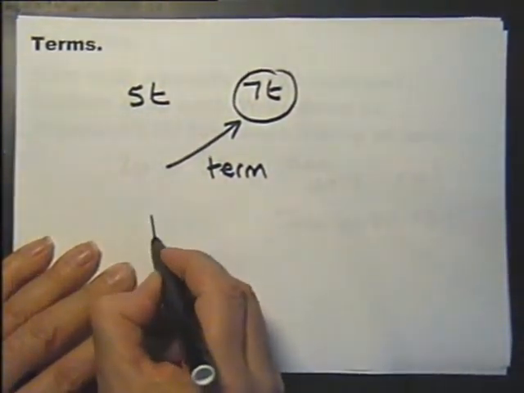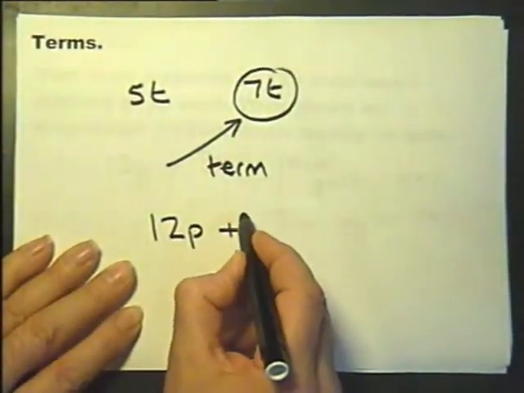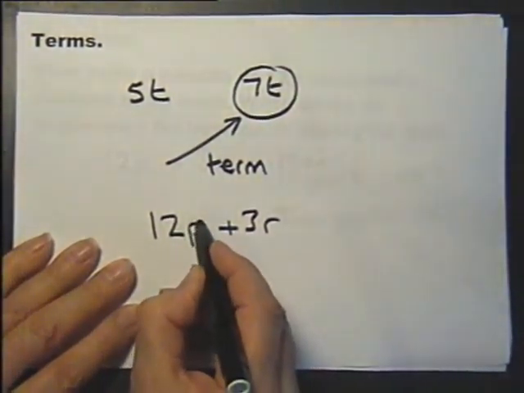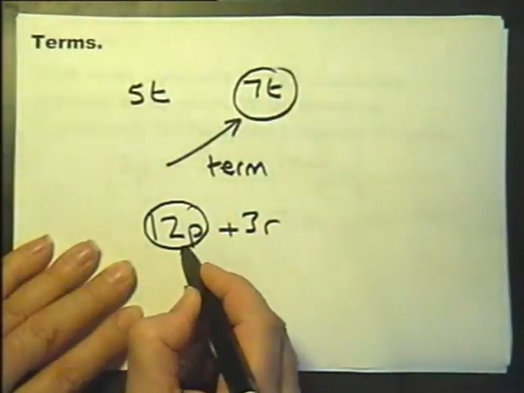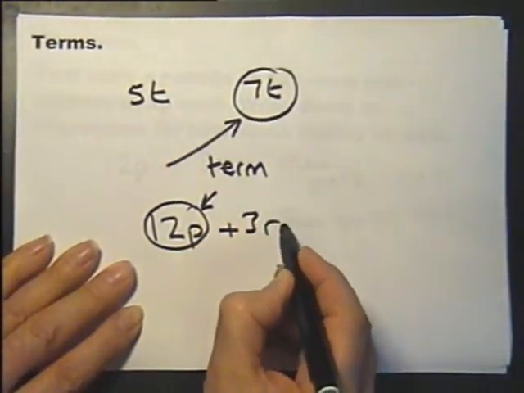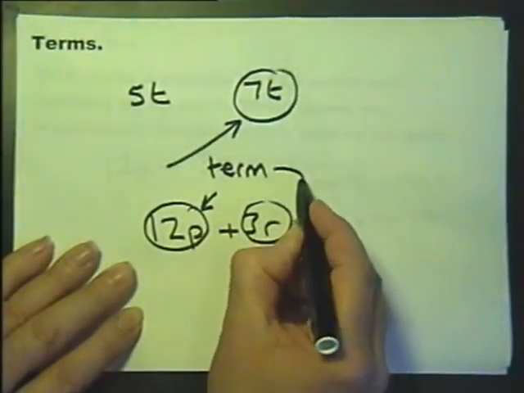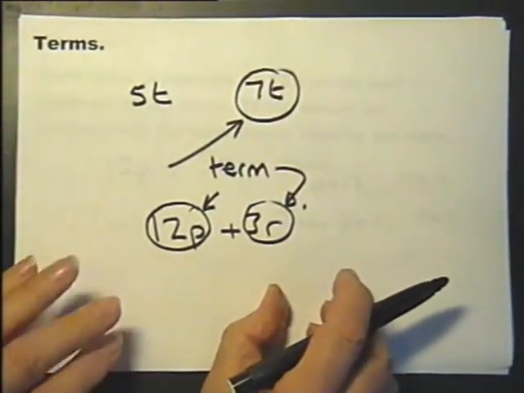So going back to our previous answer, this is a variable, this is a multiple of a variable, that is a term. This is a variable, this is a multiple of a variable, that is a term. Told you a term was a simple idea.